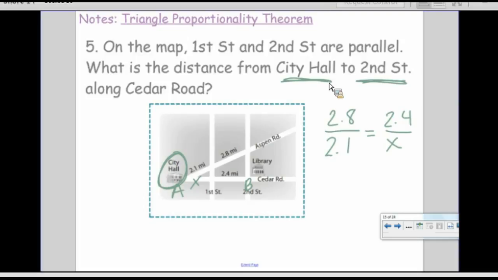Helen, tell me what you get. 2.1 times 2.4 divided by 2.8. Try again.